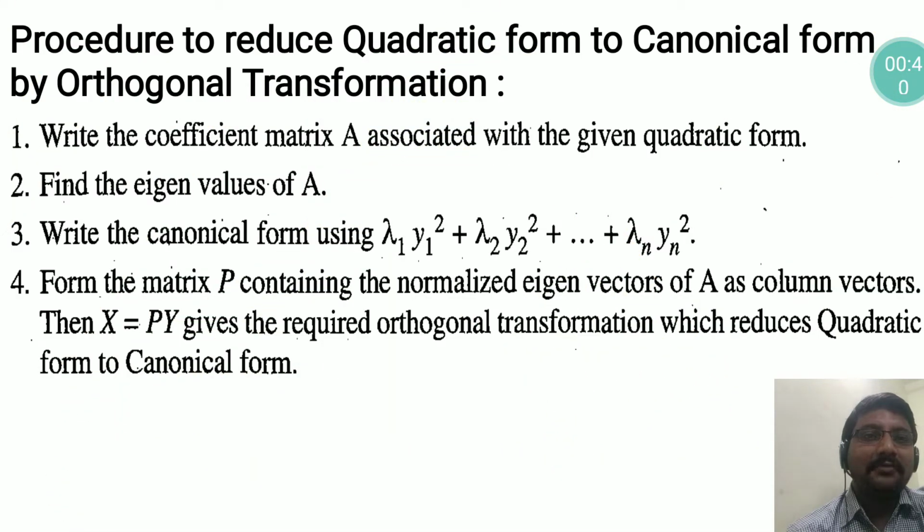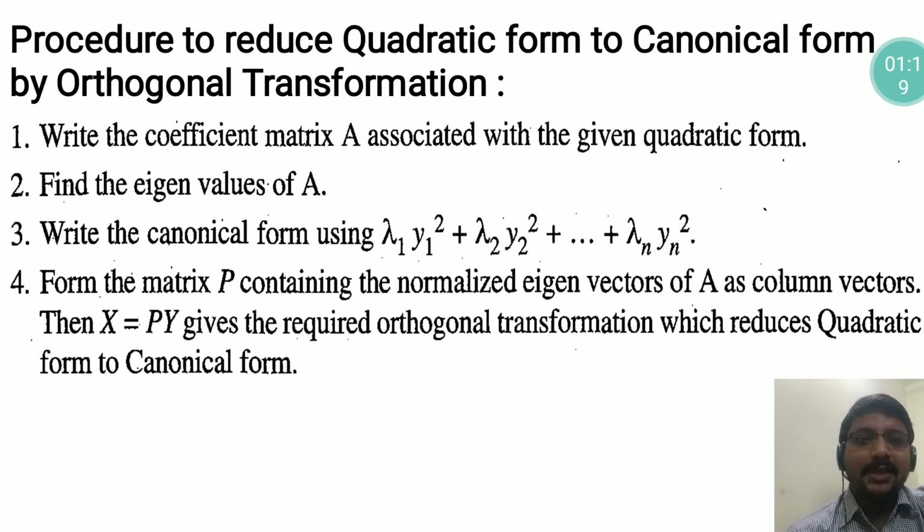Procedure to reduce the quadratic form to canonical form by orthogonal transformation. In the previous class, we discussed quadratic forms. Now in this session, we will reduce the quadratic form to canonical form by orthogonal transformation. Here we will use a few steps to reduce the quadratic form to canonical form. The first step is to write the coefficient matrix capital A associated with the given quadratic form. So in the first step we have to write the coefficient matrix.